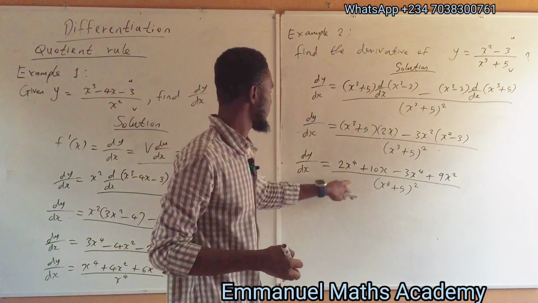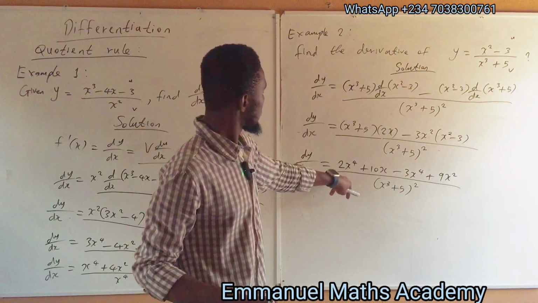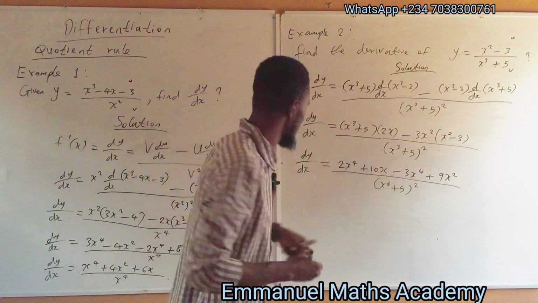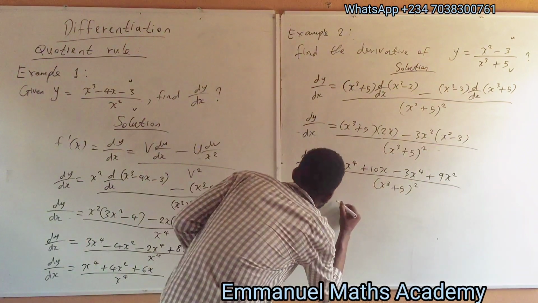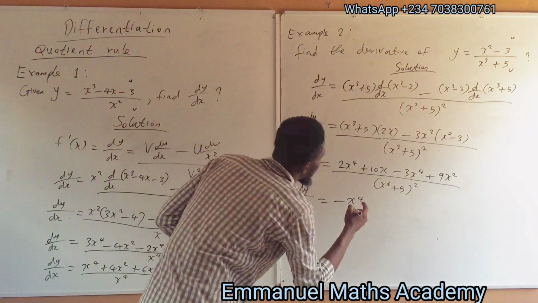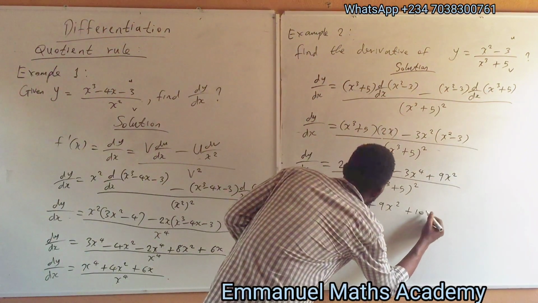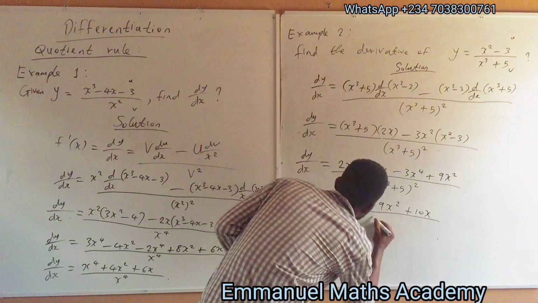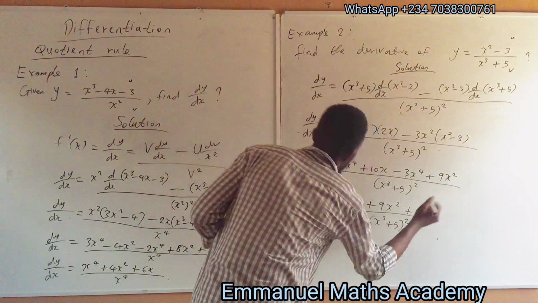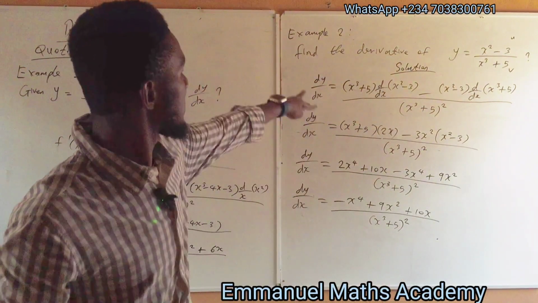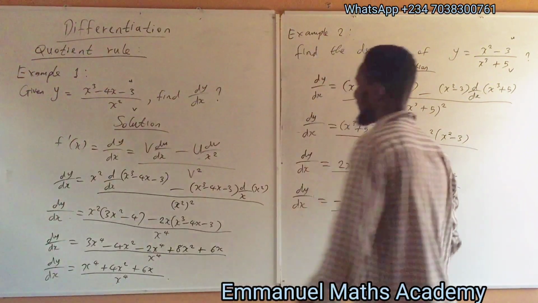Then we collect like terms. We collect like terms here. Is that correct? 2x raised to the power 4 minus 3x raised to the power 4 will give you what? dy dx is equal to minus x raised to the power 4, right? Plus 9x raised to the power 2 plus 10x all over x raised to the power 3 plus 5, all squared. Now this is your dy dx. This is the derivative of this. As simple as that.